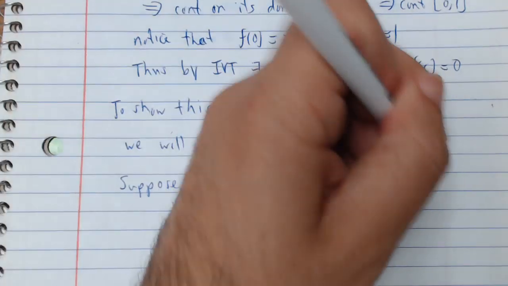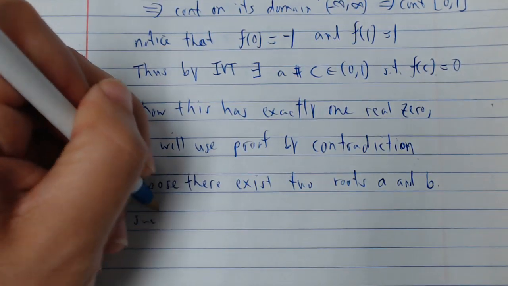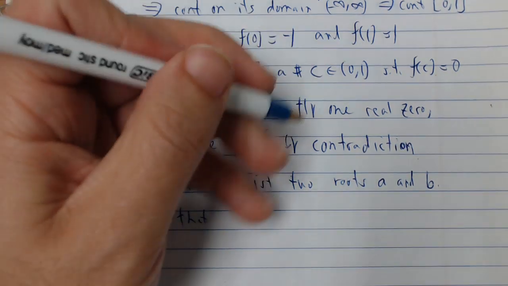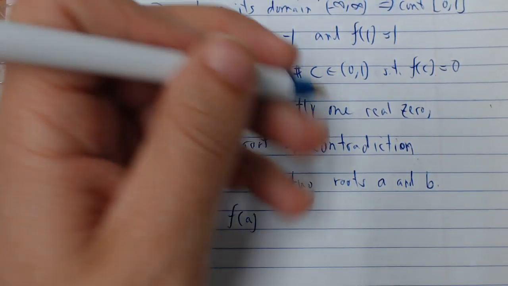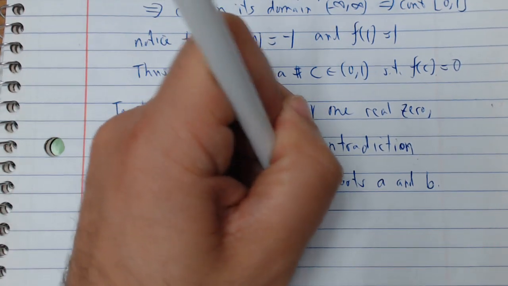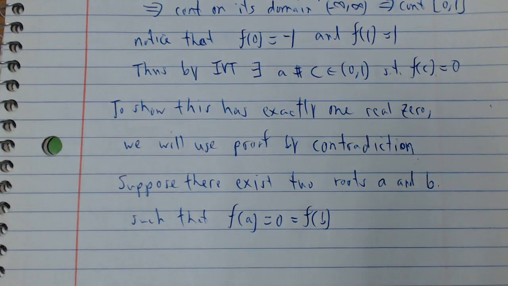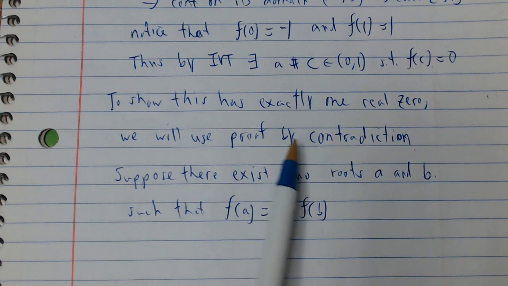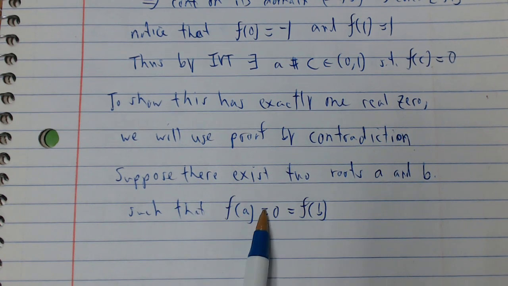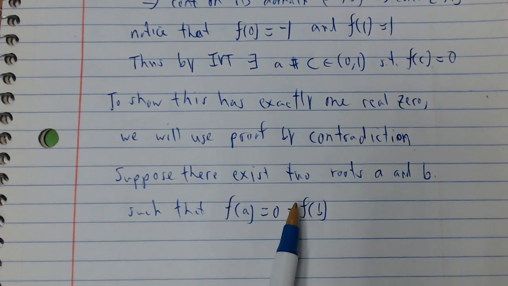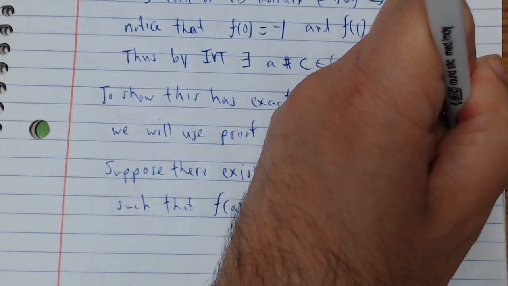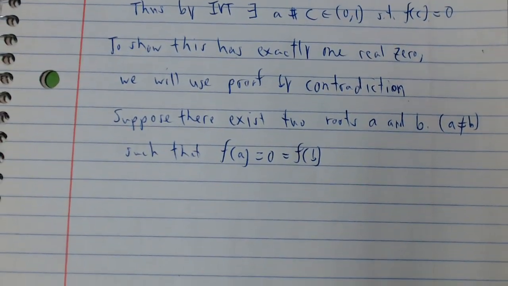Okay, so such that, and of course, what do we know? F of A should be 0, which is the same thing as F of B. Basically, I'm saying if A and B are zeros of my function, then if I plug A into F, I'll get 0. And if I plug B into F, I get 0. And of course, we're under the assumption that A does not equal B. So there are two different roots. Okay? So here's what we could say.